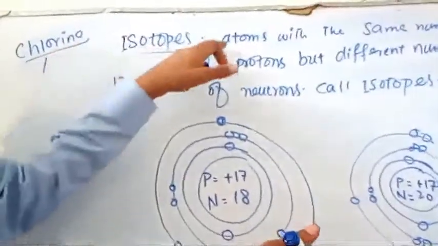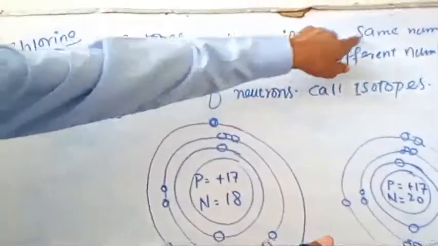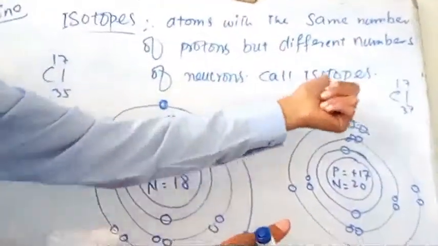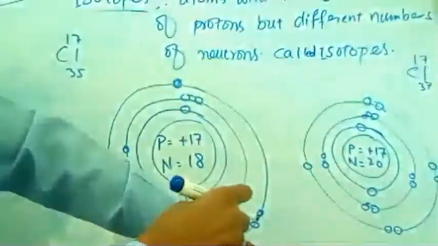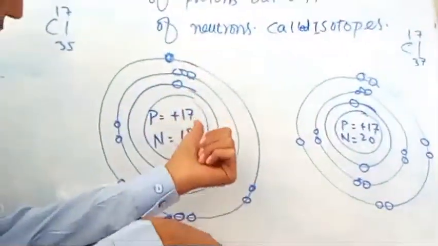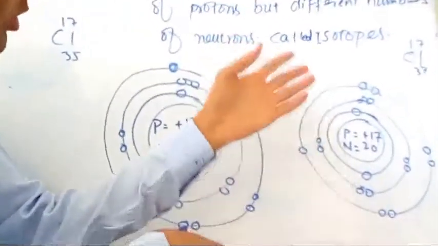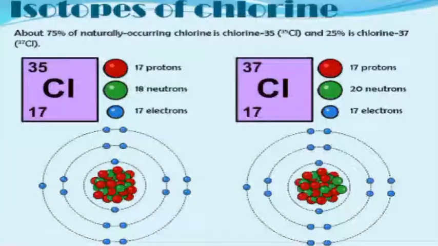So atoms of chlorine with the same number of protons but different numbers of neutrons are known as isotopes. So how does an isotope have a different number of neutrons? We will explain in chlorine's structure. We will take the example of chlorine isotopes.